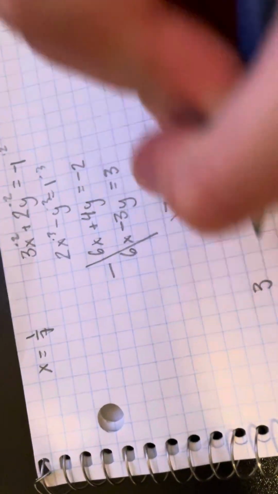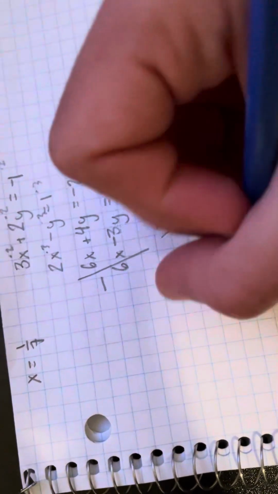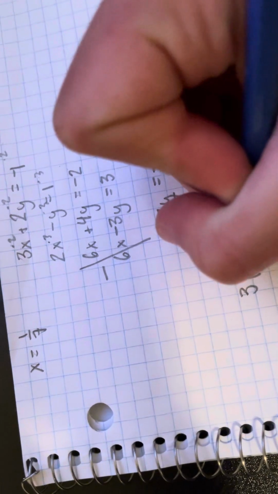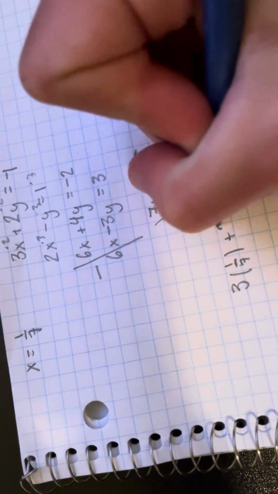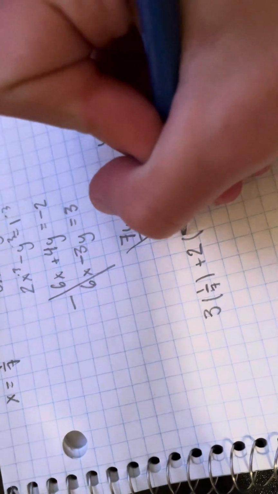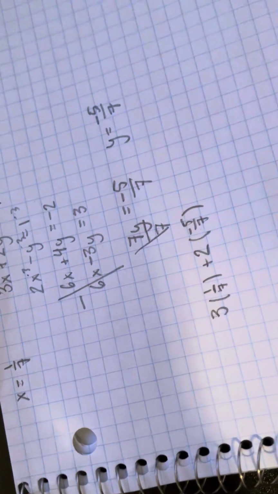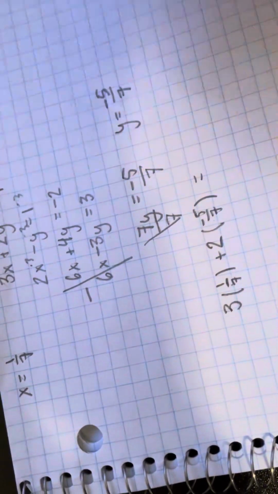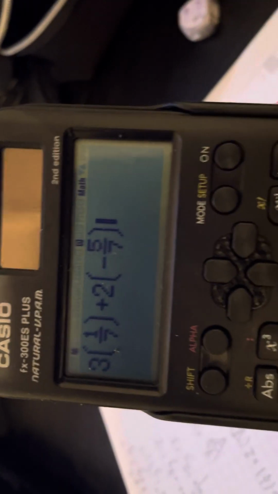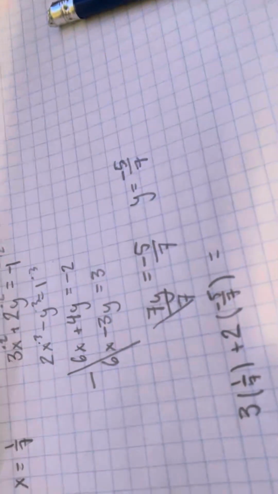Okay, so 3x, x is 1 on 7, plus 2y, y is minus 5 on 7. If we put that in the calculator, it should be equal to minus 1. So 3 times 1 on 7, plus 2 times minus 5 on 7. So we wrote that down on the calculator, is equal to minus 1, just like that one.